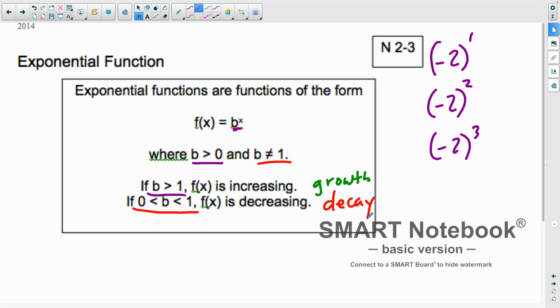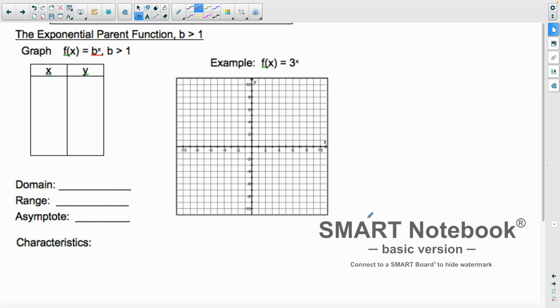Okay. So just a couple of things for an exponential. It's got to have a couple little stipulations on it. It can't just be anything, right? Because we want this nice continuous growth graph or decay graph. Okay? All right. Am I all right with those? All right. So let's graph one.